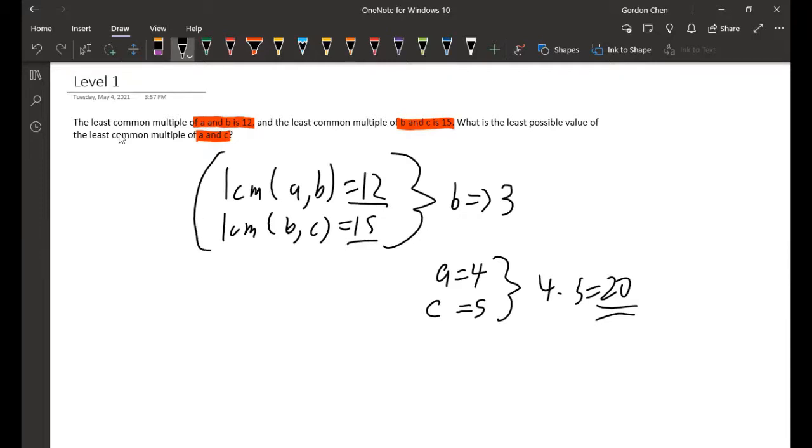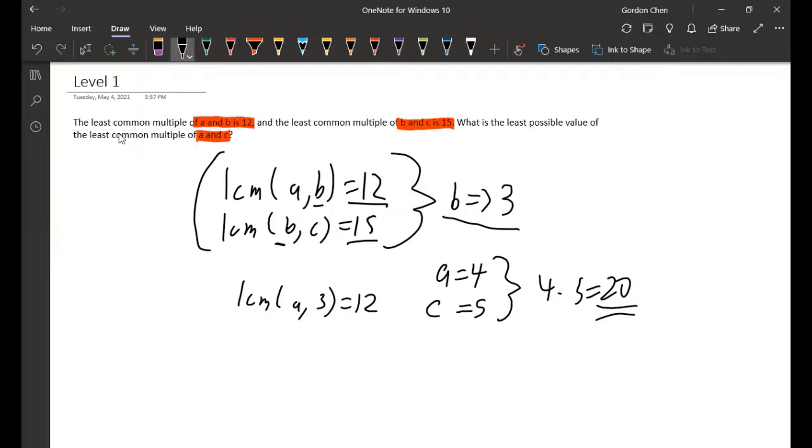The common part in both of these is B. And we have that both of these are multiples of 3. So we have that B is a multiple of 3. And so we can just set B as 3 because, actually, sorry, we have to set B as a multiple of 3 because that's the only thing in common for these two. And these two have to have a thing in common because of the B. So we have LCM of A and 3 is 12.